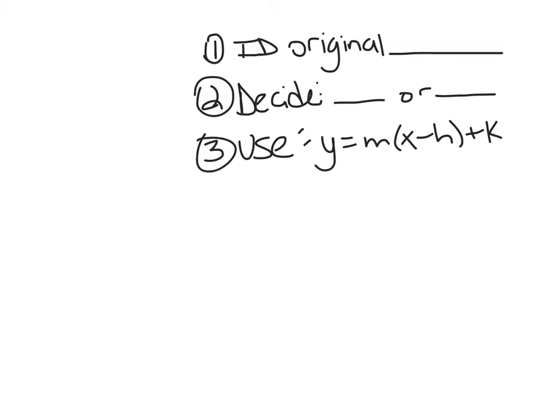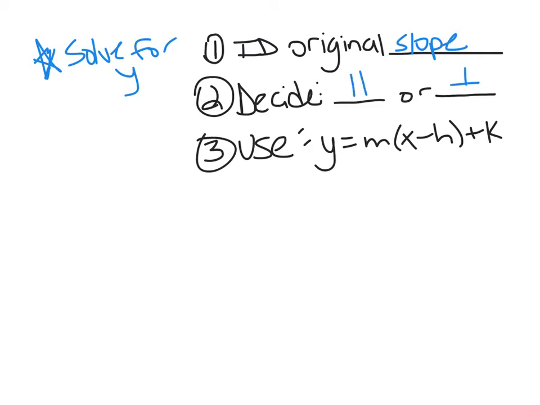So our first step is to identify the original slope, and this is in the middle of your foldable. And sometimes to find my original slope, you have to solve for y. Your equation needs to be y equals blah, blah, blah. Then you're going to decide whether to do parallel or perpendicular based on the problem and use our formula from first quarter, y equals m(x minus h) plus k.